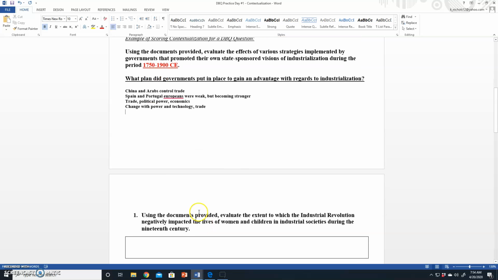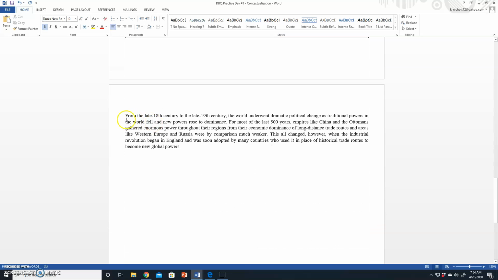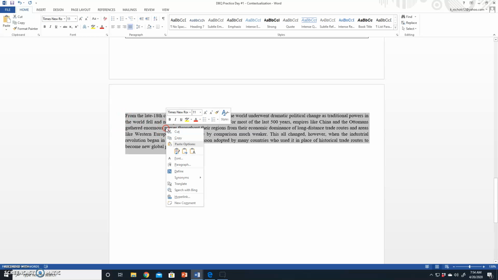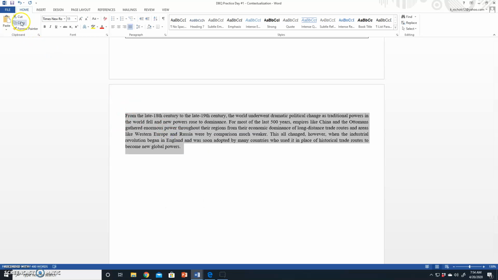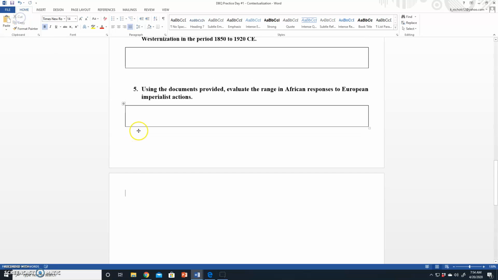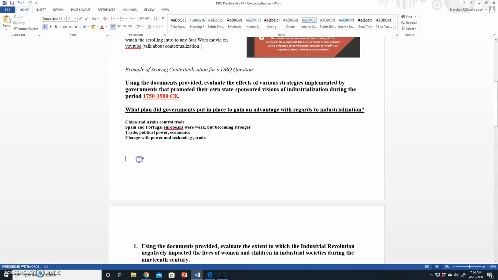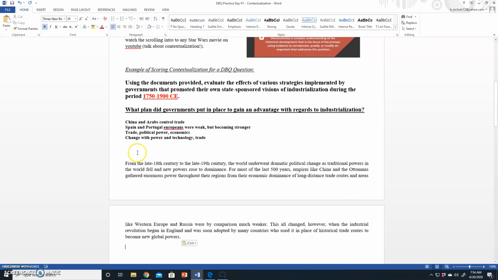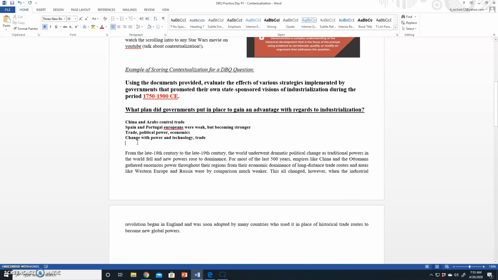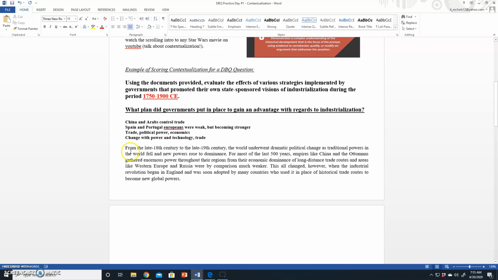All right, I'm getting ready to write my contextualization, and I've already written one down here. I may change and revise it, but I'm going to copy and paste it back up here. It's one that's already been written. From the late 18th century to the 19th century, the world underwent dramatic political change. Why did I mention political change? Because it talks about state-sponsored visions.